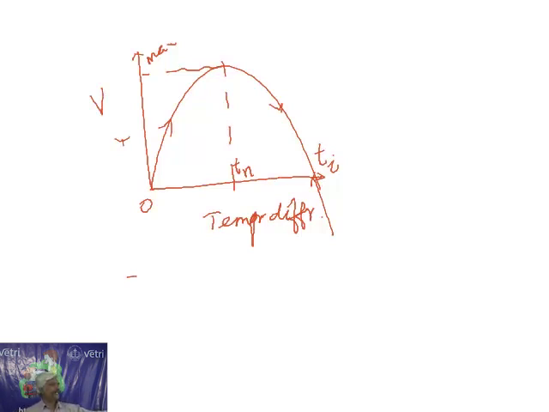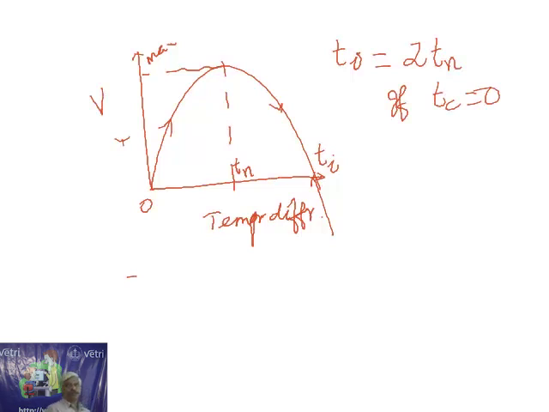Usually, what is the relation between these two? That is also something I want to discuss, and it is not in the slide. Usually, the inversion temperature is more. As per the graph, it is 2 times Tn. If the temperature of the cold junction is 0, then the neutral temperature or inversion temperature is 2 times the neutral temperature.